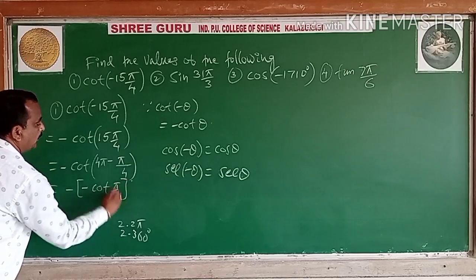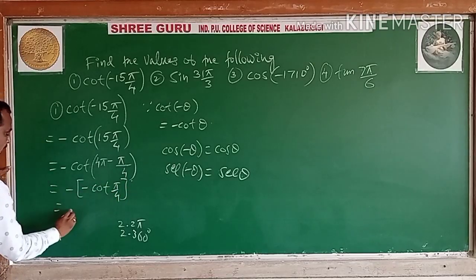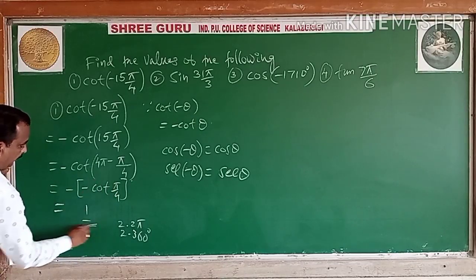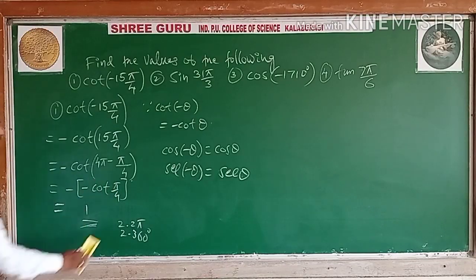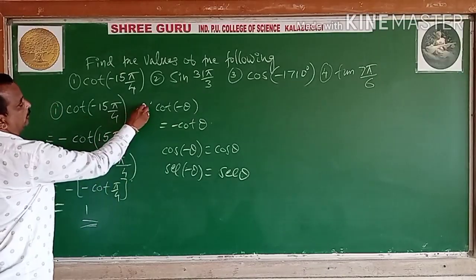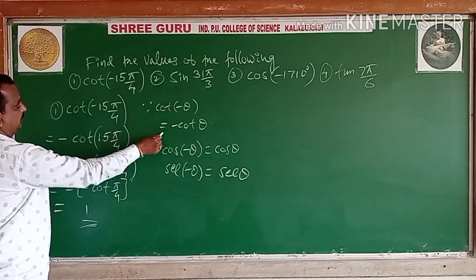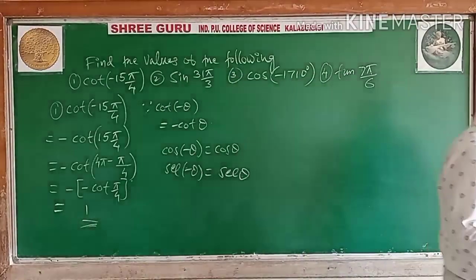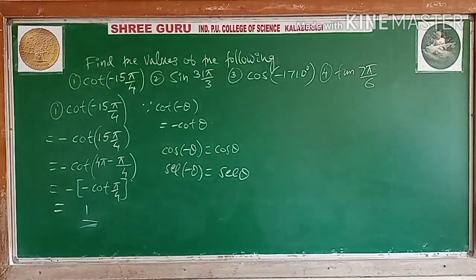What is the angle here? Pi by 4. Minus of minus plus. What is cot pi by 4? 1. Is it clear, students? You should take it this way, because cot of minus theta is minus cot theta, which I have taken. So this is the first example, students.